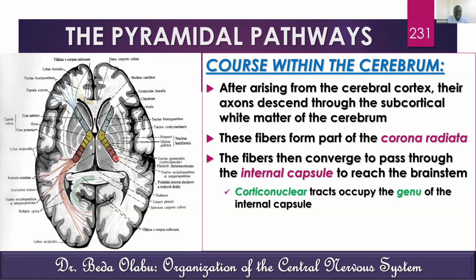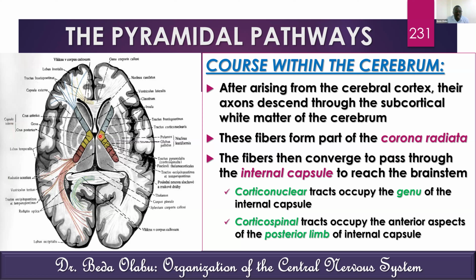To be specific, the ones we're talking about, we mentioned that we have corticonuclear and corticospinal. The corticonuclear fibers, which arise from the cerebral cortex to terminate in the brainstem motor nuclei of cranial nerves, pass through the genu of the internal capsule. On the other hand, corticospinal tracts arising from the cerebral cortex to go to the spinal cord pass through the posterior limb of the internal capsule.